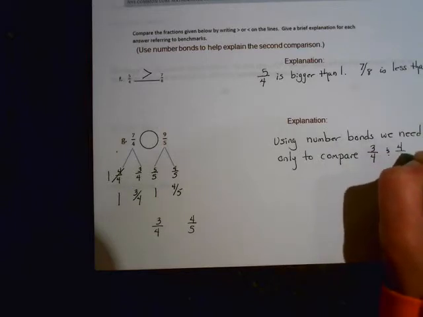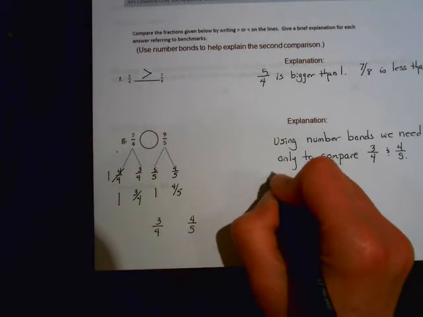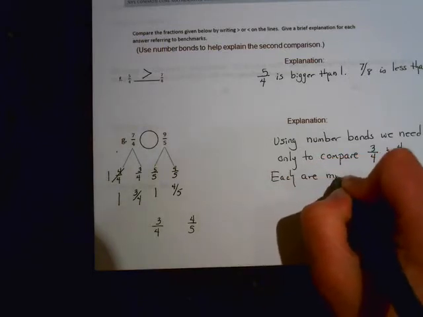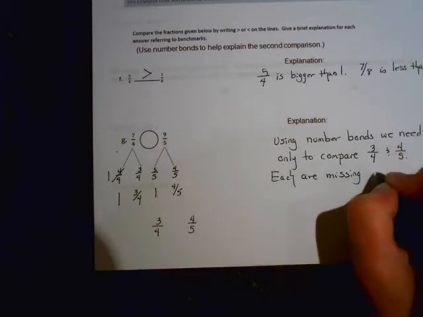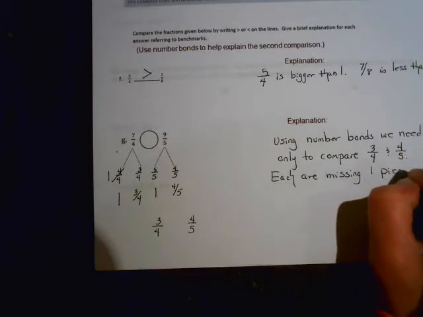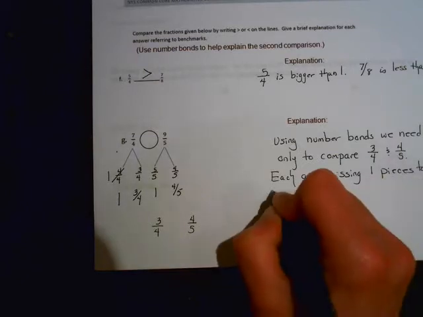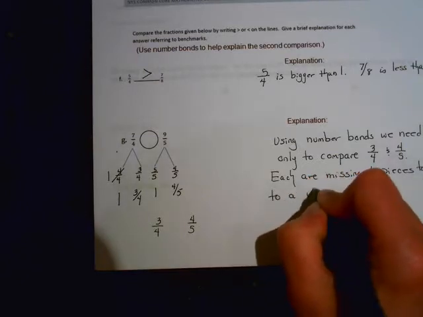Each are missing one piece to get to a whole, or a value of 1.